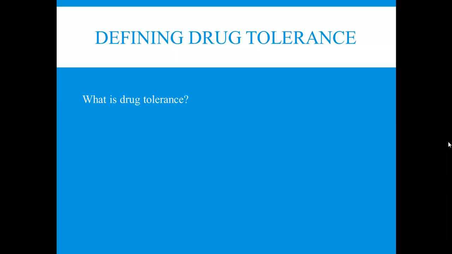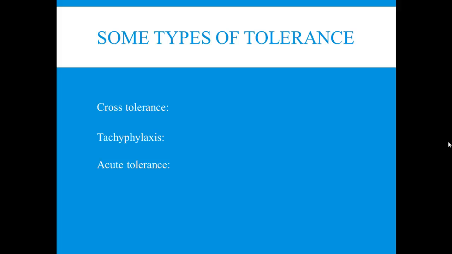Okay, so we're going to briefly talk about some types of tolerance before we move on to talking about how it develops and why it develops. The first type is called cross tolerance.